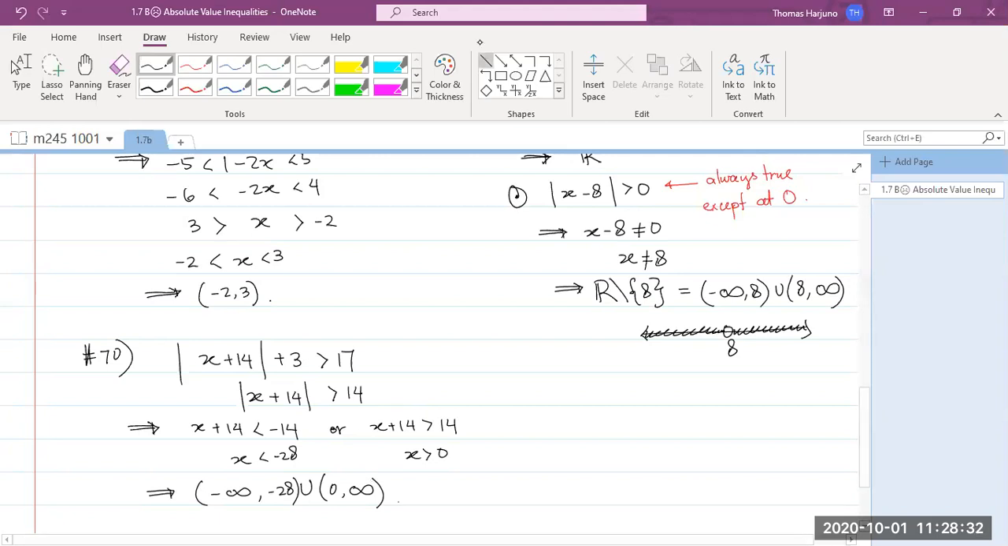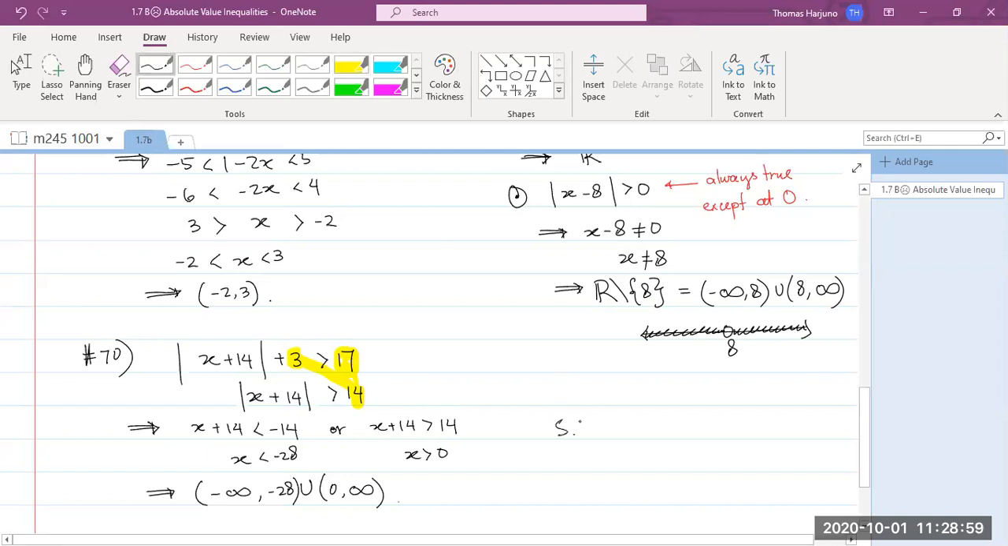Okay, let's check. Oh, what? 17. No, because I subtract by 3. Remember, I subtract by 3. Right? Okay. I need to isolate the absolute value. Okay, that's for this little part here.